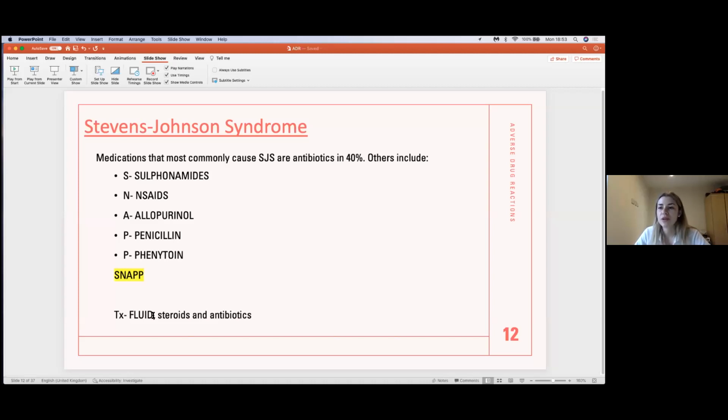And then your treatment would be fluid. That's really, really important. You're losing so much fluid through having all these blisters, they're bursting, and your skin has such a big surface area, you're losing so much fluid. So it's so important to get these patients back on fluids. Give them steroids and also antibiotics.